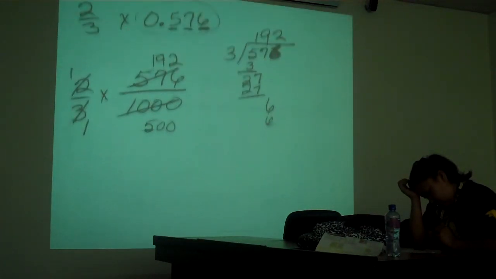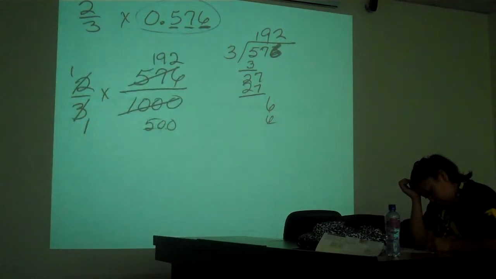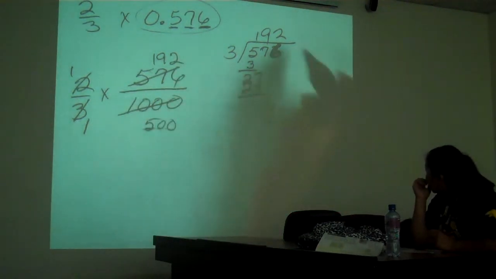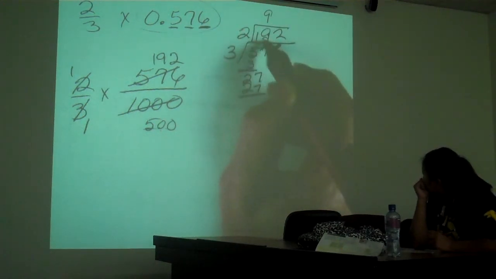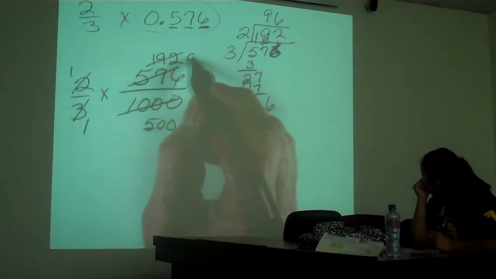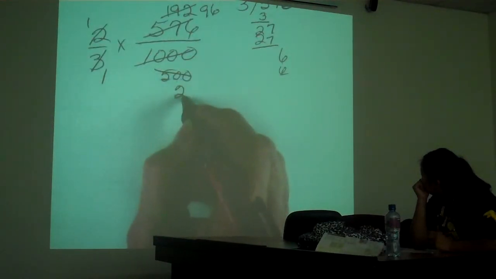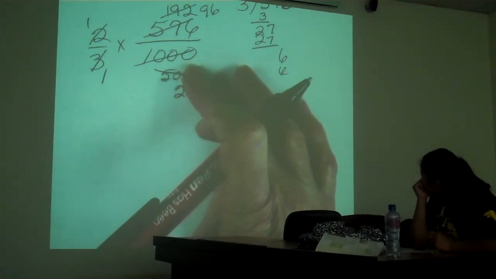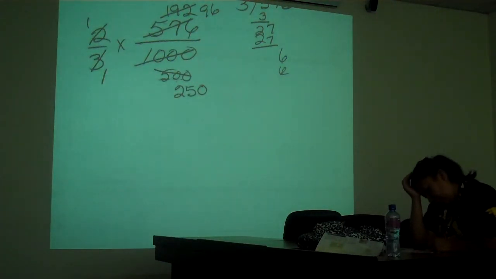We could still do some dividing here. You could do top and bottom also. They both divide by 2, don't they? Okay, let's divide by 2. 192 divided by 2. 9 times 2 is 18, right? And then 12 is 6. If you divide this by 2, you get 96. 500 divided by 2 is 250. 2 into 50 is 25, right? And then add that 0.